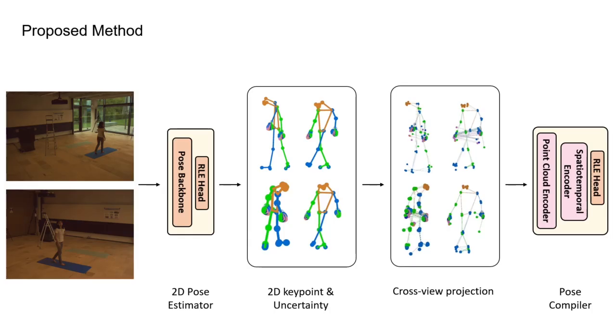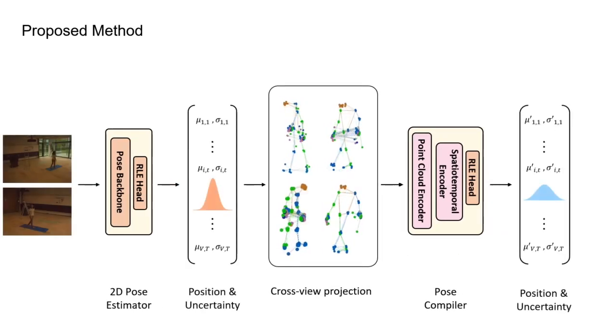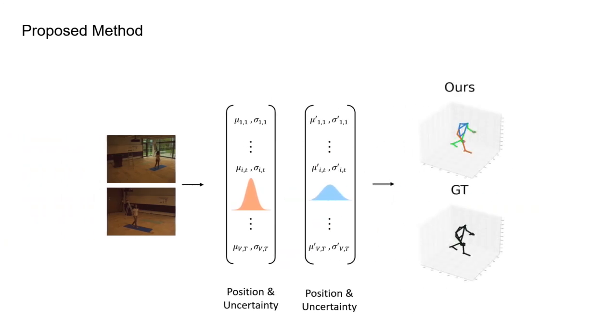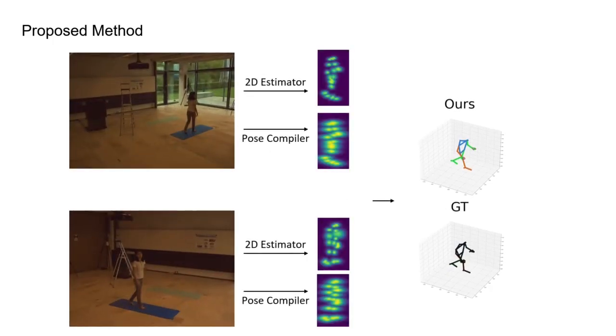The obtained point clouds are then passed to our proposed pose compiler for additional processing. Like the 2D pose estimator, our pose compiler outputs a set of keypoints and uncertainties. Finally, we combine the output from our pose compiler and 2D pose estimator to perform maximum likelihood estimation to find the 3D keypoints. In this example, we illustrate 2D keypoint distributions as heat maps.